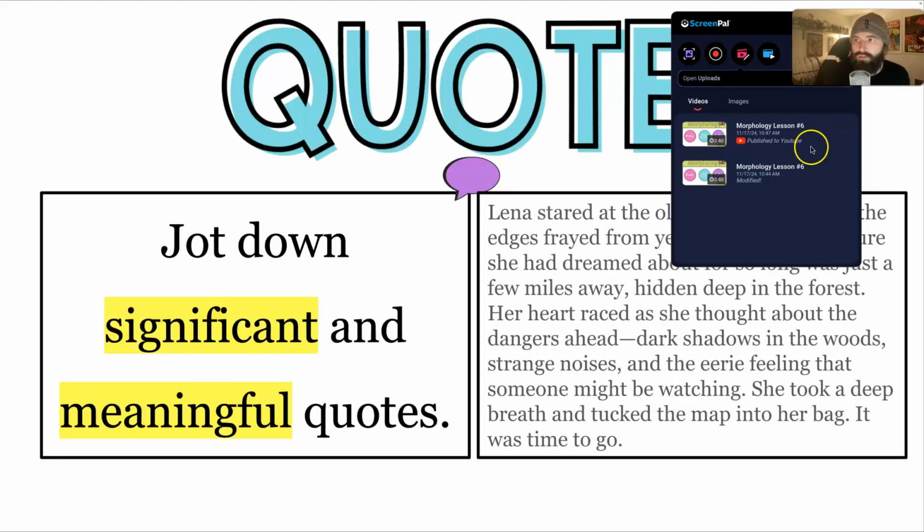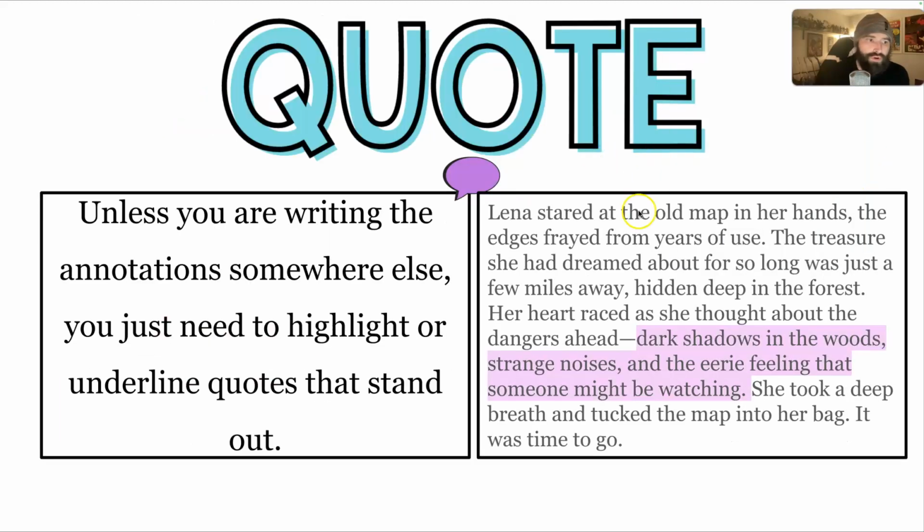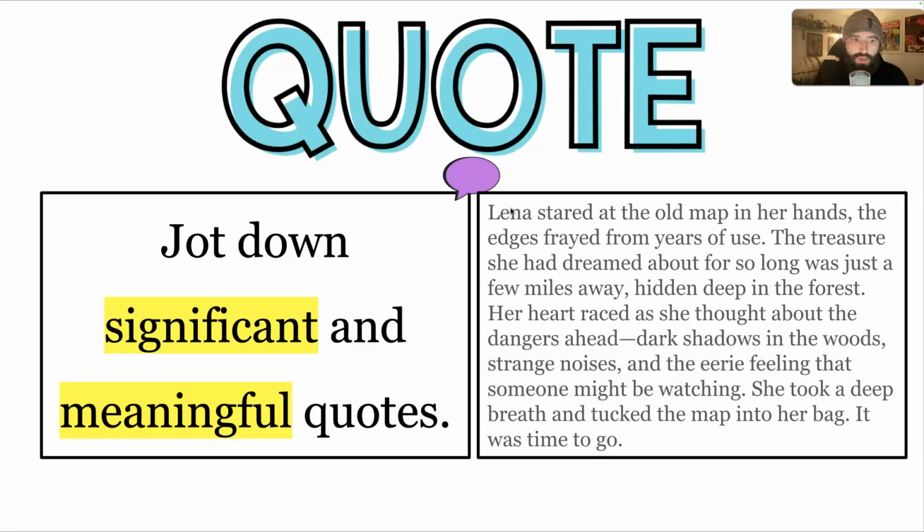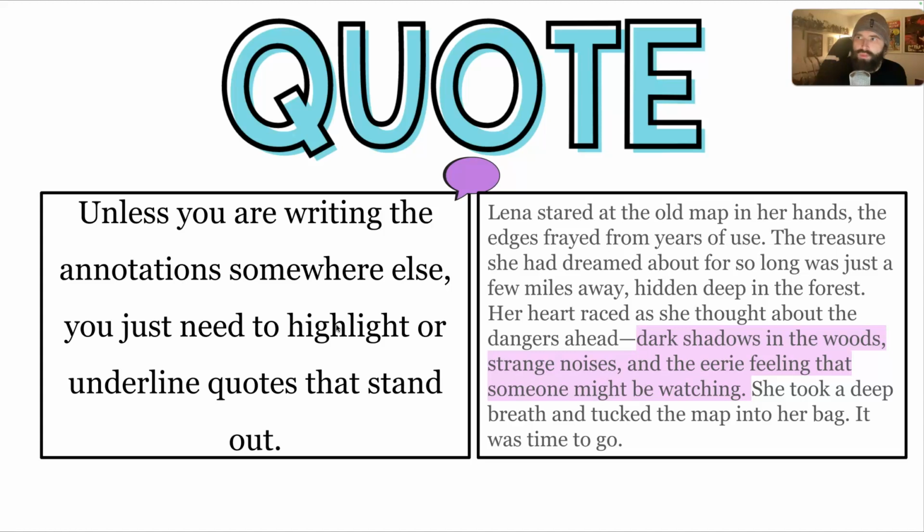I mean, we would have to have more than this. We'd have to continue to go more. So, quote. Jot down significant and meaningful quotes. Now, unless you're pulling the quote from the passage and putting it someplace else on a separate sheet of paper, when it comes to quotations, you just highlight, underline, find an important, interesting quote that helps you better understand the text or that you think is important to understanding the text overall.